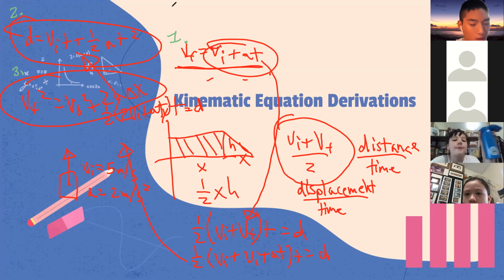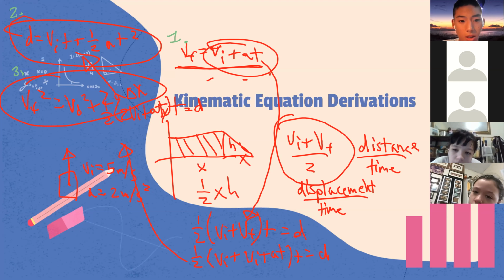Okay, so I see a lot of ones, and number 1 is correct. The reason why is because you know VI, right? They tell you VI, so you can check that off. They tell you acceleration, you can check that off. They also tell you the time. So basically, you can just plug all these values into the equation, and you get your final velocity.